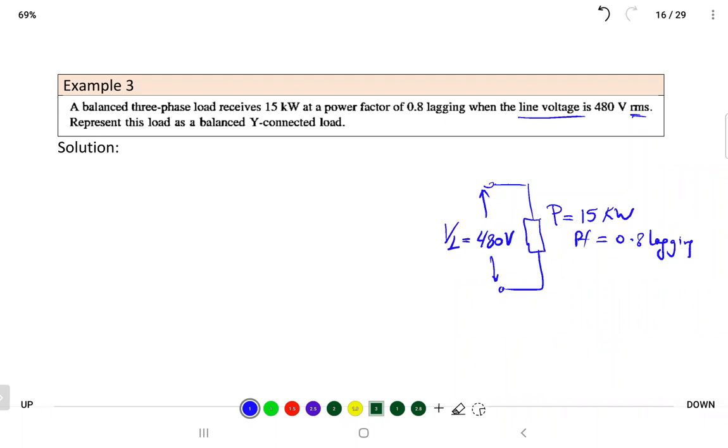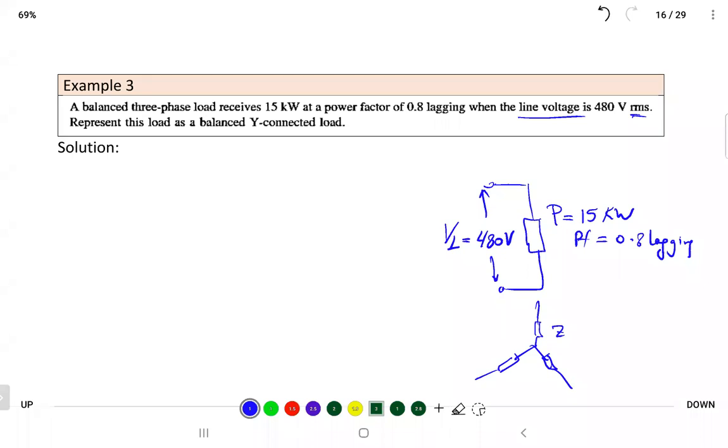Now we want to represent this load. It's a Y, so we want to find Z for the load. Of course, there is nothing called line impedance, it's always impedance per phase. So how do we tackle this problem?